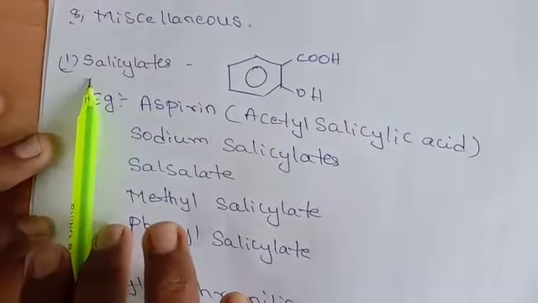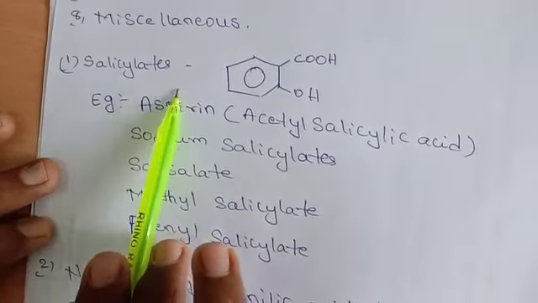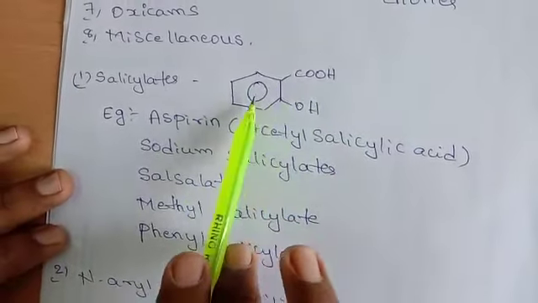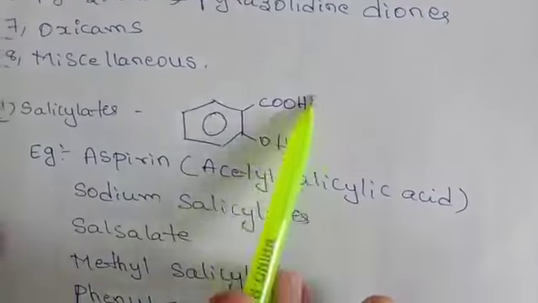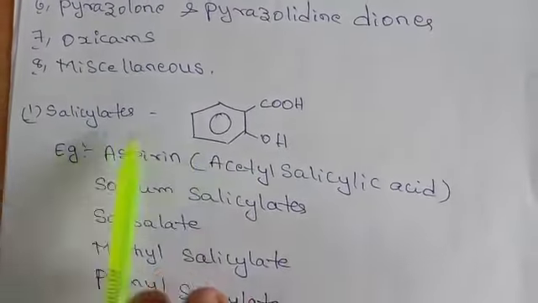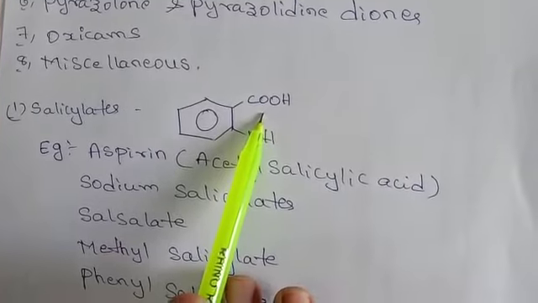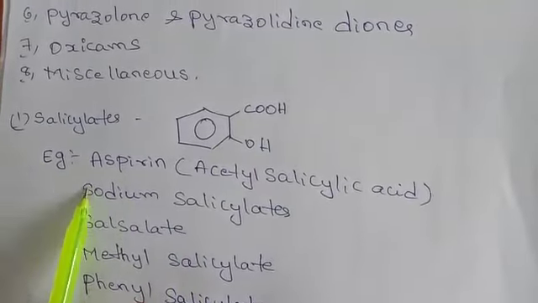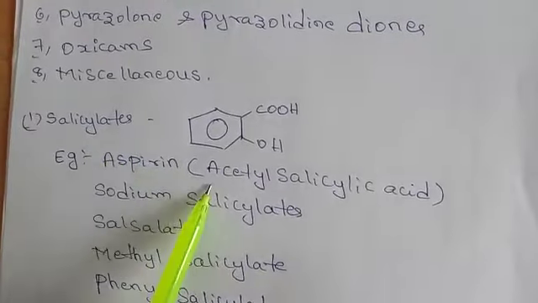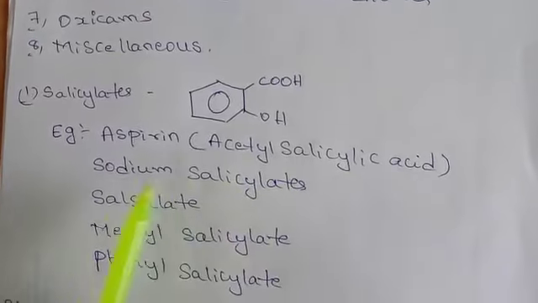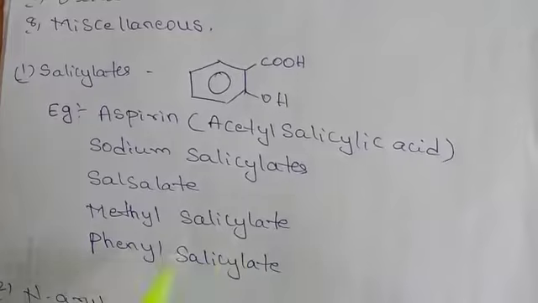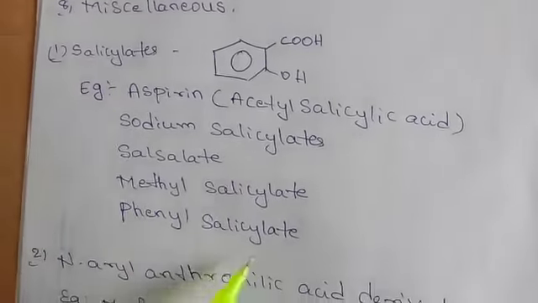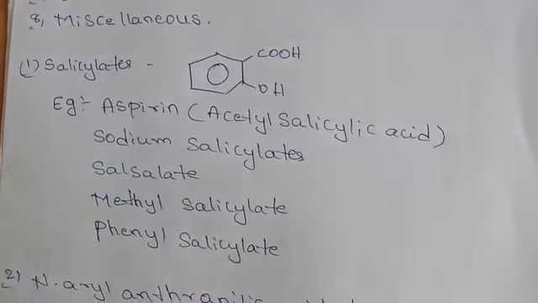The first class is salicylates. The general structure of these salicylates is ortho-hydroxybenzoic acid. This is the general structure for all the salicylates. When we come to the examples of these salicylates, aspirin, which is also called acetyl salicylic acid, sodium salicylate, salsalate, methyl salicylate, phenyl salicylate, etc. are the examples that come under salicylates.